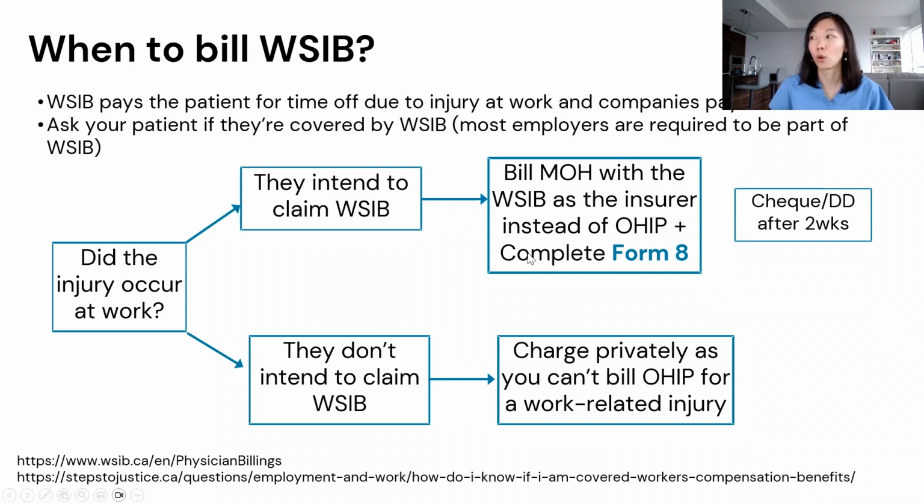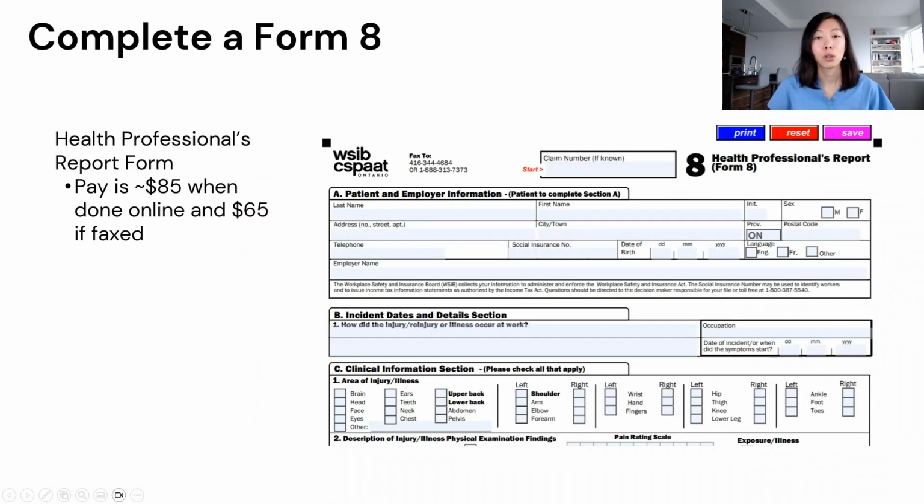So what is this Form 8 that I've highlighted here? This is what a Form 8 looks like, and it's a health professionals report form. If you submit it online, it pays $85, and if you do it on paper and fax it in, you get paid $65.